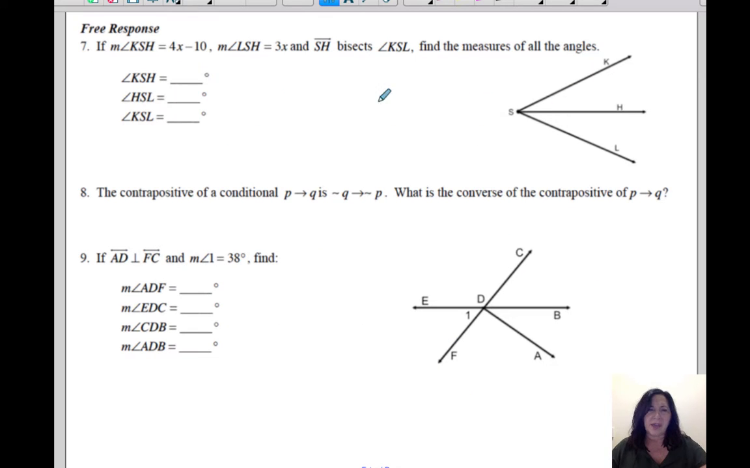Free response. It says that the measure of KSH is equal to 4x minus 10.